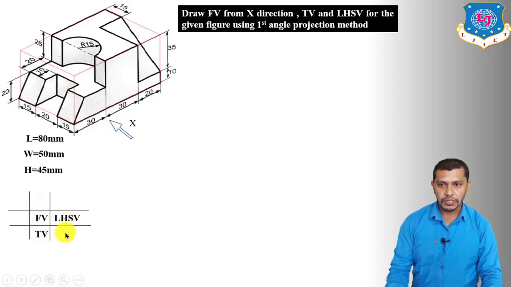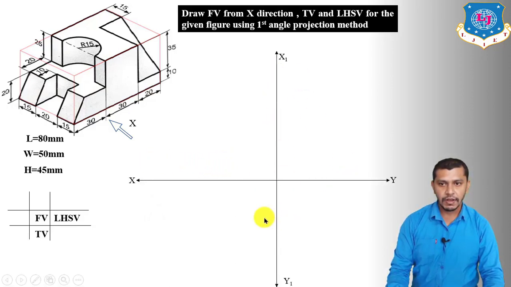Now let us position these views with reference to the XY line and the X1 Y1 line. So first of all, draw the XY line and the X1 Y1 line. So the front view will be in the second quadrant, the left hand side view will be in the first quadrant and the top view will be below the front view. It will be in the third quadrant.